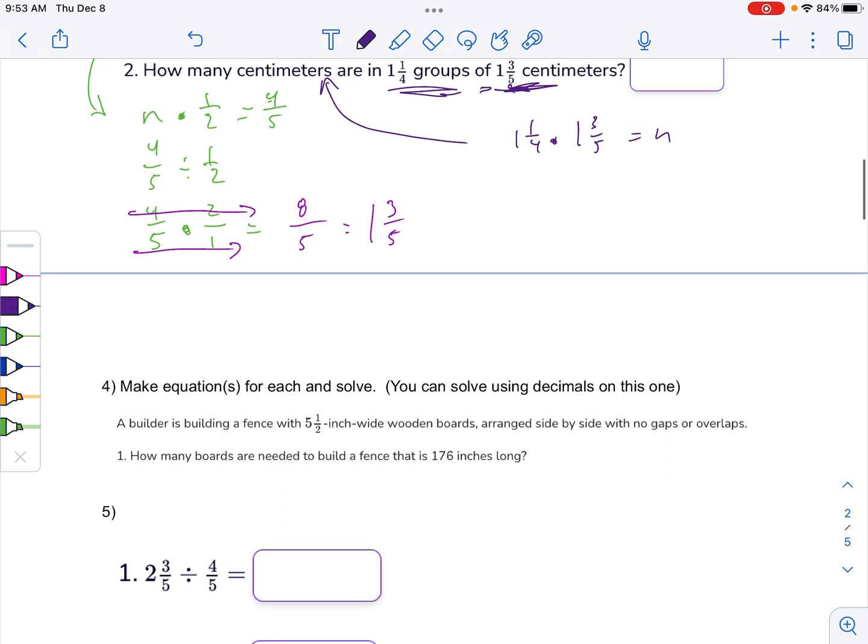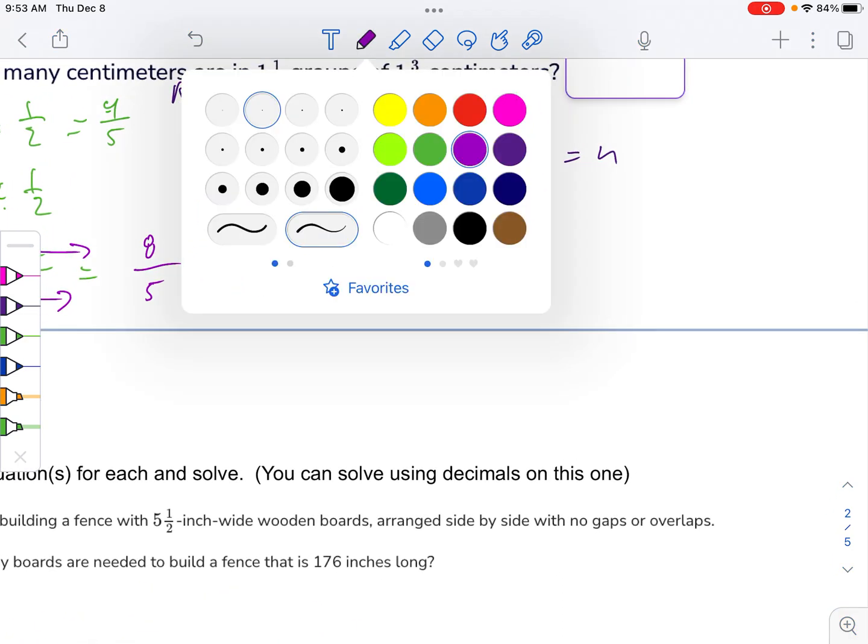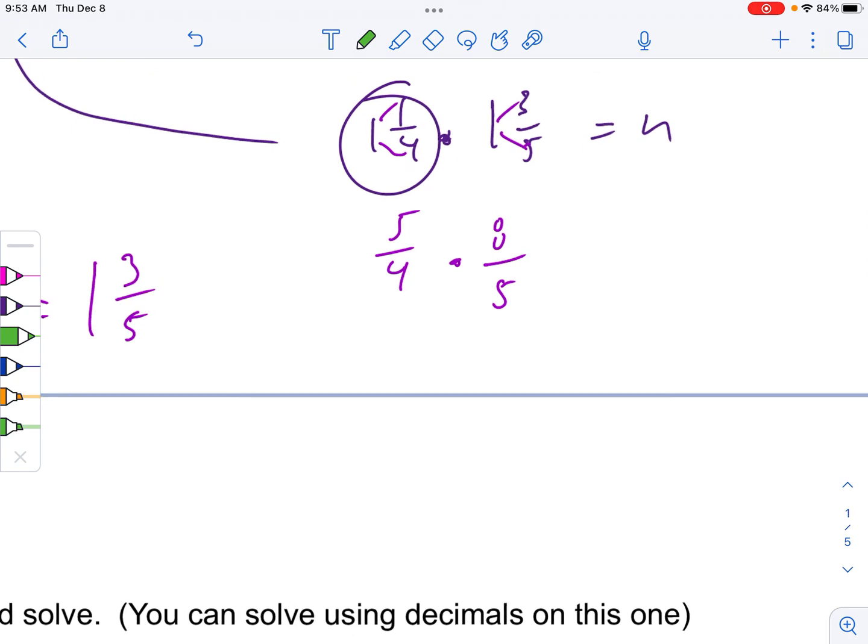All right, let's make them improper, because we have to multiply the whole thing, so the best way to get the whole thing is to make them improper. So 4 times 1 is 4 plus 1, so I have 5. I have 5/4 times 5 times 1 is 5 plus 3, I see 8/5. And I do not need common denominators for multiplying fractions, but I can cross simplify.